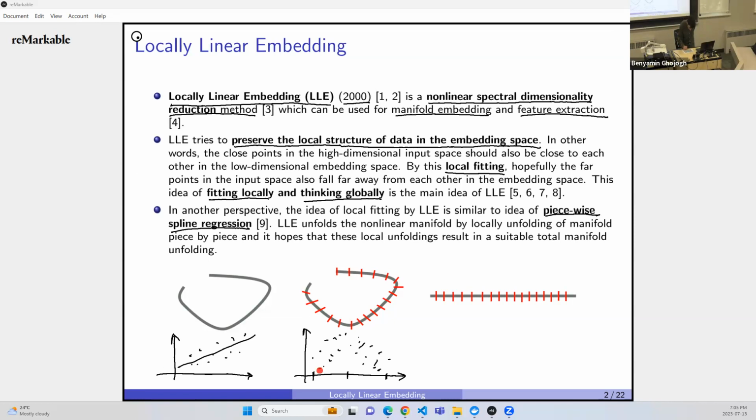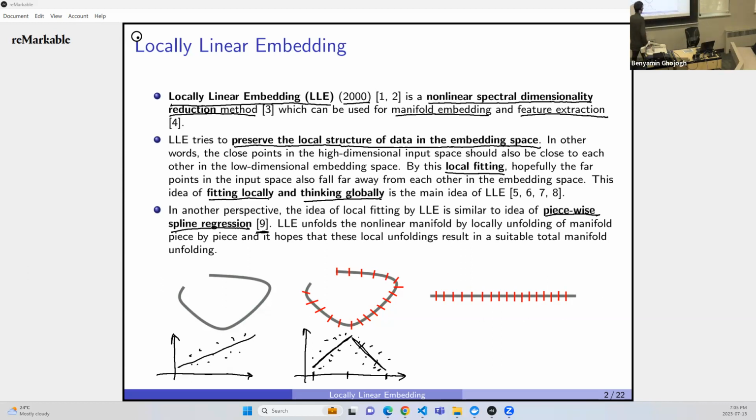In each piece, we apply a linear regression, and then in the second piece, we apply a linear regression again. In this way, we can have several linear regressions on pieces of data. Then we can also regress nonlinear patterns of data. This is an algorithm called spline regression. You can take a look at reference 9. So LLE has a similar approach, but for dimensionality reduction.